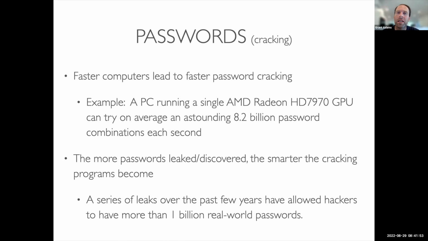Faster computers lead to faster password cracking. Okay, so they make these special computers that are designed to do this. It's a bunch of GPUs that are stacked together. This particular one, this is the fast one, can try 8.2 billion password combinations per second. That's a lot, right? The more passwords that are leaked, discovered, hacked, etc., the smarter the cracking programs become, because they figure out patterns.